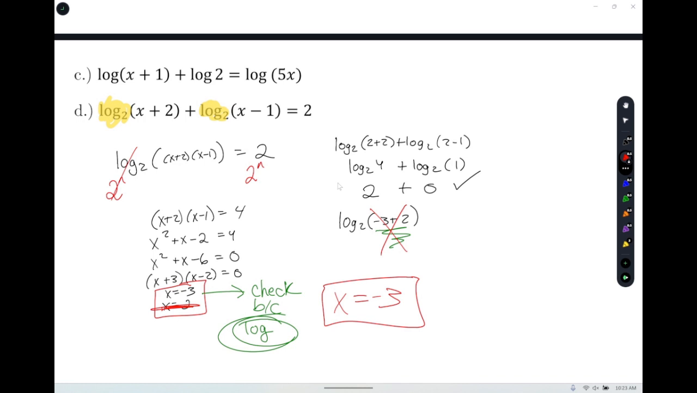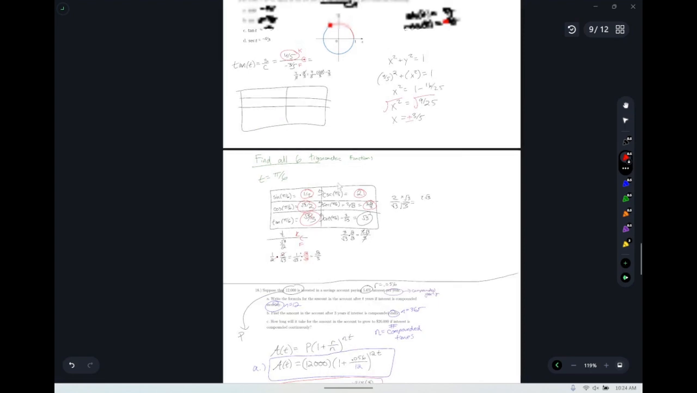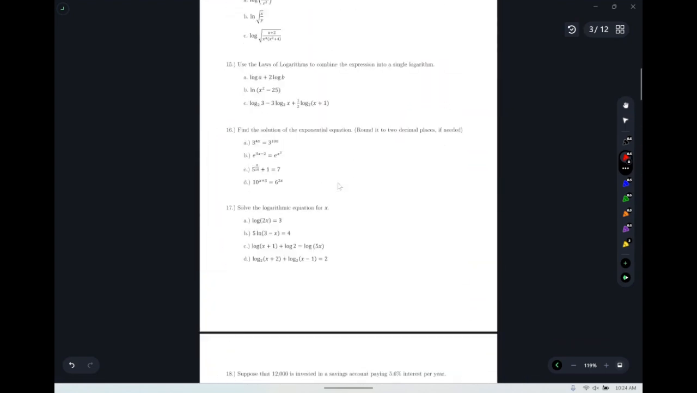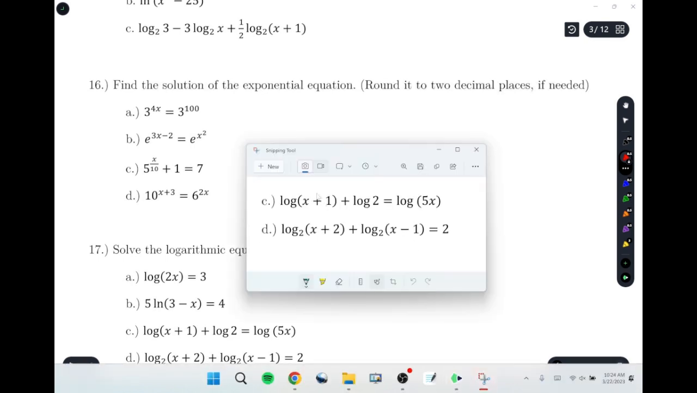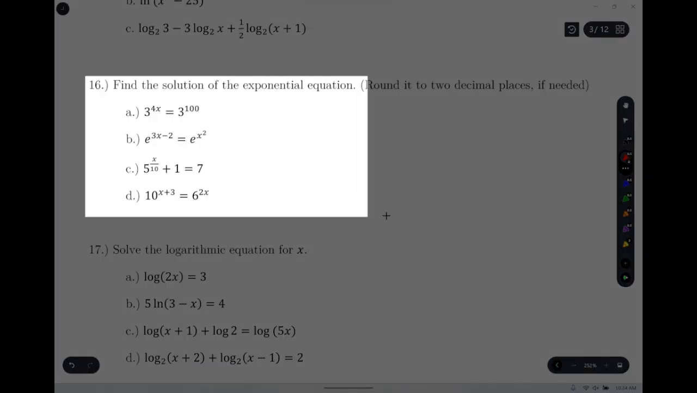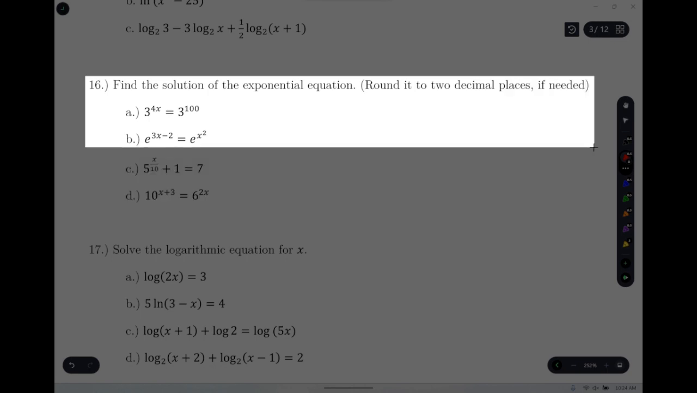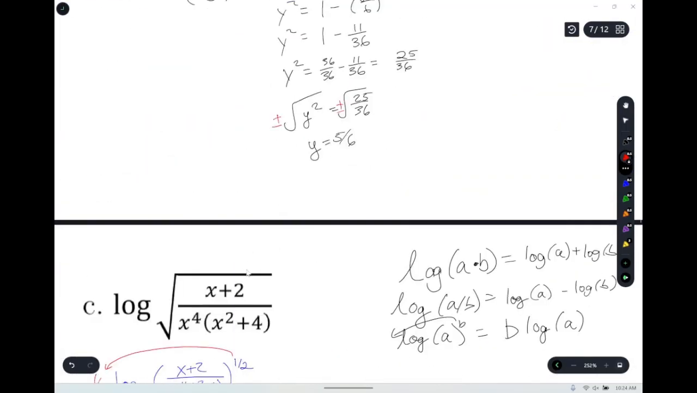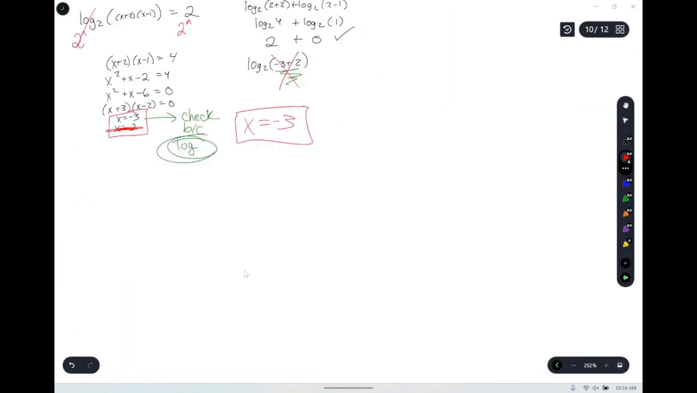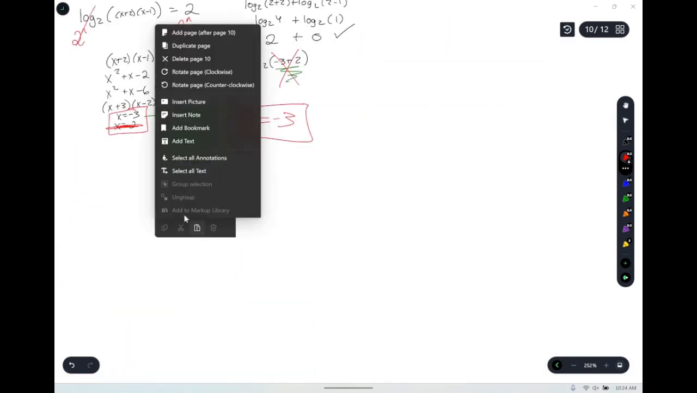All right, we got another one? Log 16. Got it? Tell me when you got it. 16B. Yeah. Round it to 2 decimal places. That's kind of scary. That means it's probably a calculator situation. Or if it's not calculator, you just leave it alone once you're at the simplified thing.